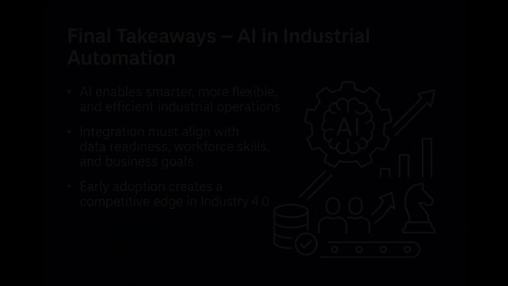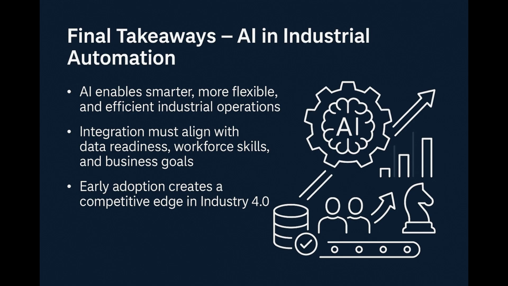Let's wrap up with a few key takeaways from today's session. First, AI is not a replacement for automation, it's an evolution. It builds on existing control systems and enhances them with prediction, adaptation, and learning. Second, value starts with data. The more structured, clean, and accessible your data is, the faster your AI initiatives will succeed.